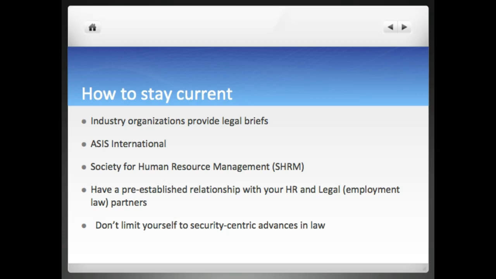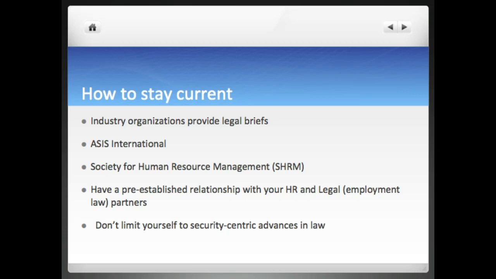But also have a pre-established relationship with your human resources and your employment law partner at your firm, because they will be able to help guide you. When you have a case, you can go to them and say, this is what I'm working on. What should I be worried about? What should I be looking for? What are the legal ramifications here? And don't try to have that relationship start when you're asking that question.